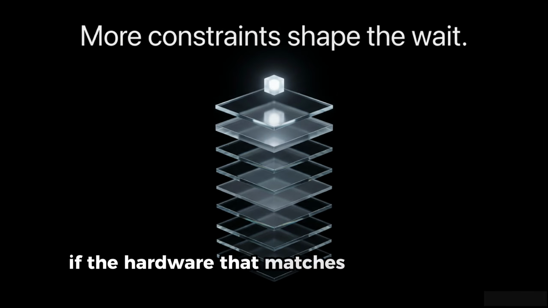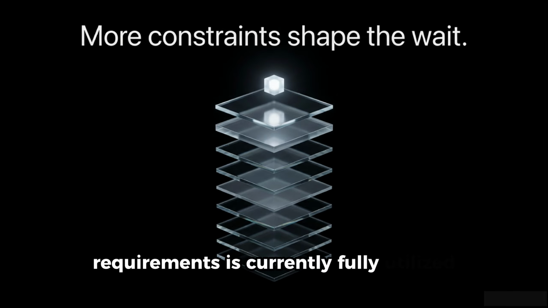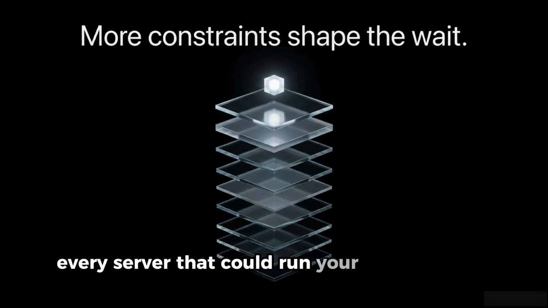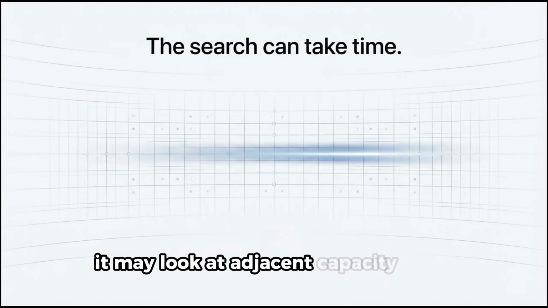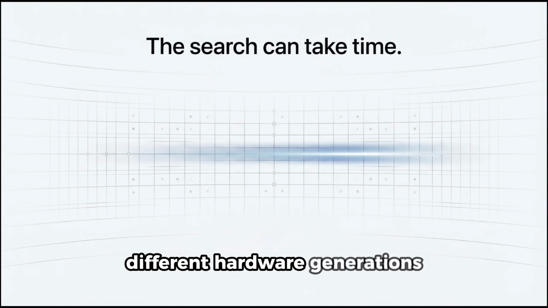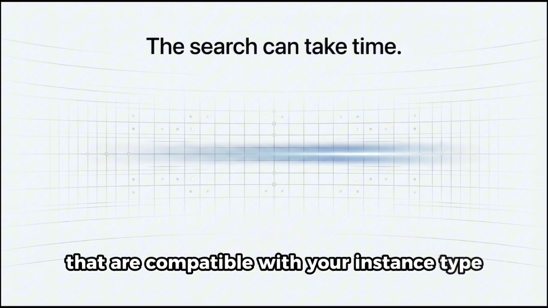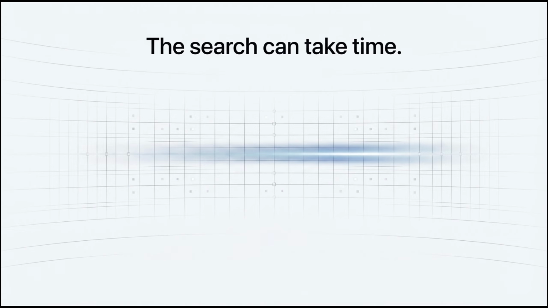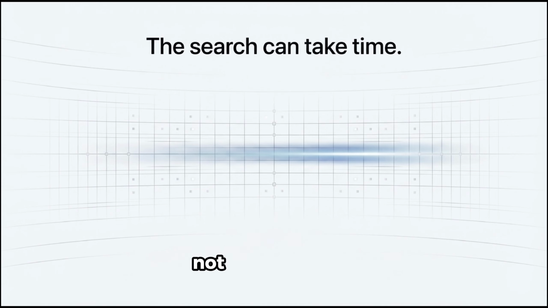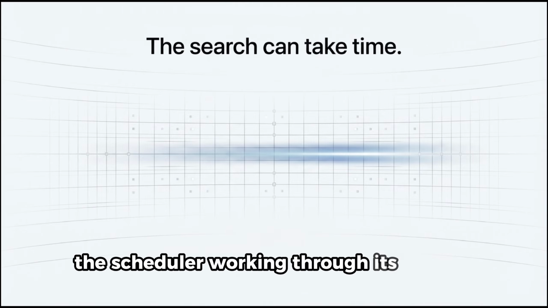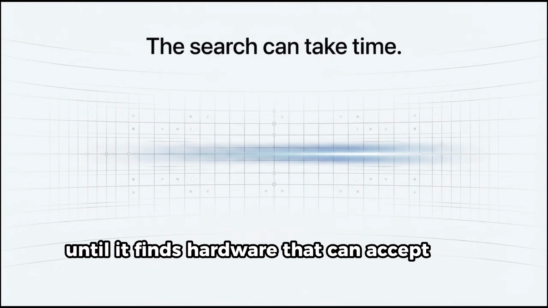If the hardware that matches your request's requirements is currently fully utilized, every server that could run your instance type is already running someone else's workload. The scheduler waits. It checks again. It may look at adjacent capacity pools, different hardware generations that are compatible with your instance type. It may wait for capacity to free up as other customers' instances terminate. This waiting is provisioning latency, not network latency, not API overhead. Physical capacity search time, the scheduler working through its options until it finds hardware that can accept your request.